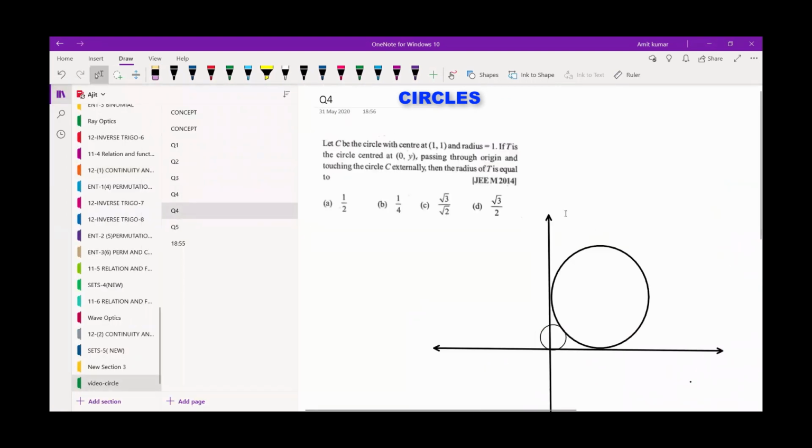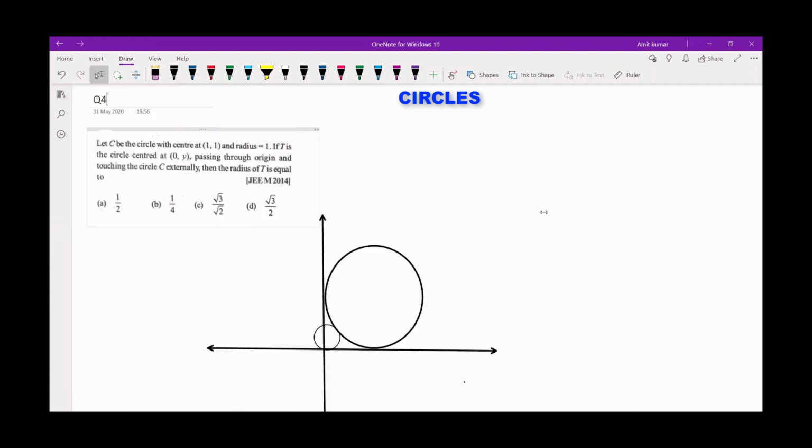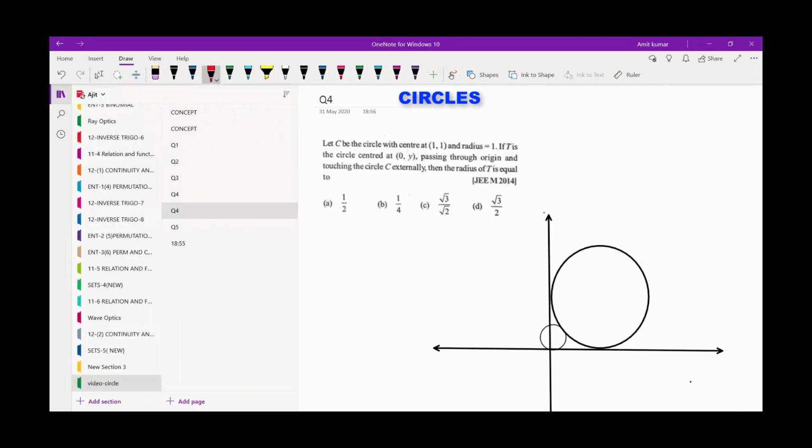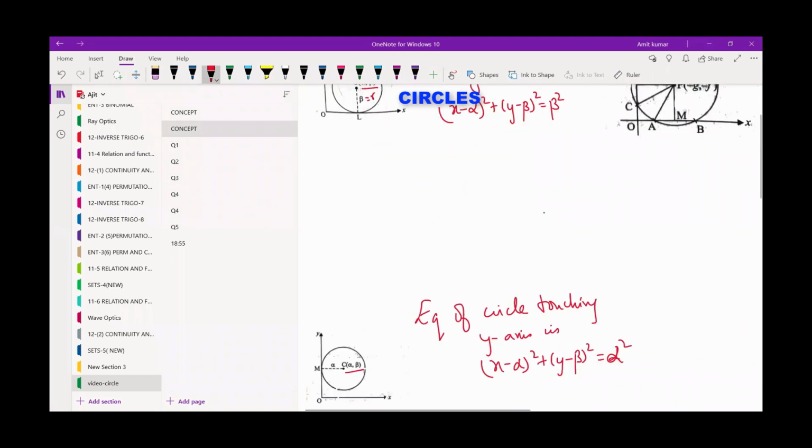Now, this question came in 2014, and what is given here? Let capital C be the circle with center (1, 1) and radius 1. So this bigger circle, if its center is (1, 1) and radius is again 1, then the circle will touch both the axes. We can check from the above concepts.